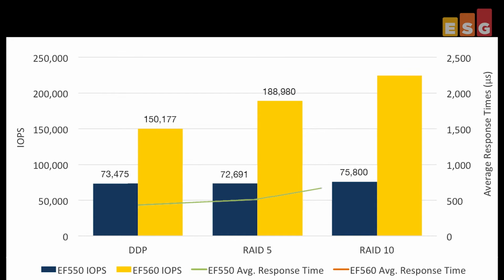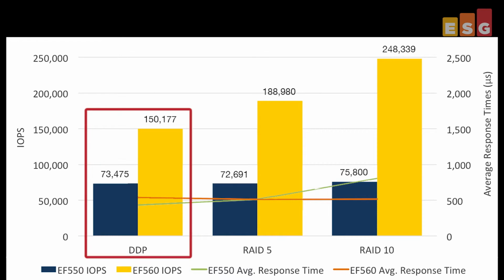This graph shows that the EF560 delivered up to 3.3 times the simulated OLTP performance of the previous generation EF series, with 500 microsecond response times. NetApp DDP achieved more than 150,000 IOPS at an average latency of 533 microseconds, showing that administrators can leverage the advantages of DDP without compromising SQL Server performance.